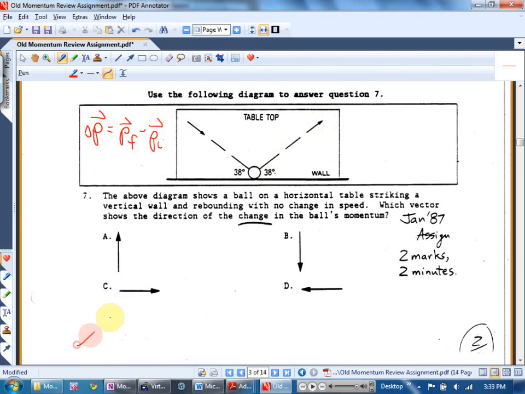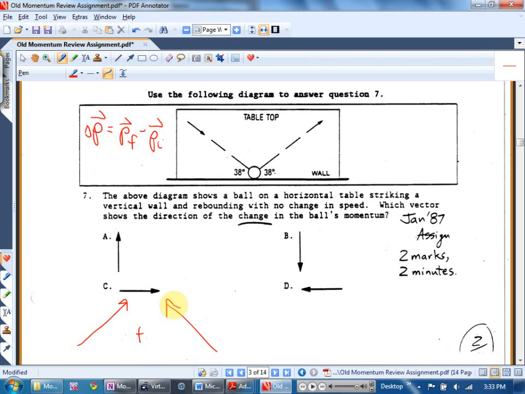How do I subtract a vector? Add the opposite. So normally I would go final minus initial, except I'm going to add the opposite. I'm going to add those two. How will I add those two?